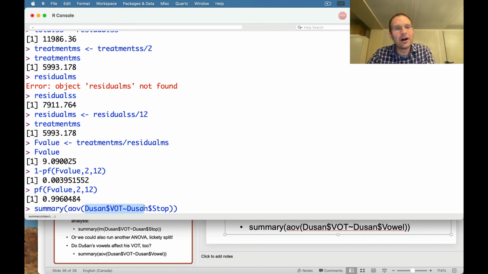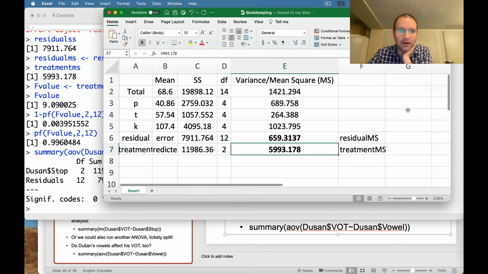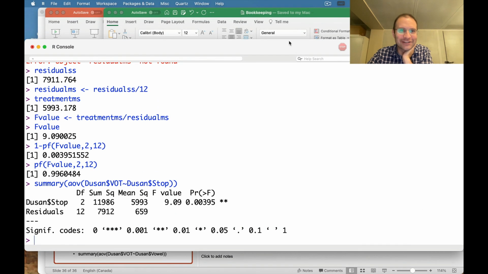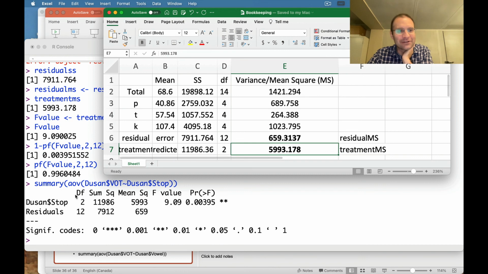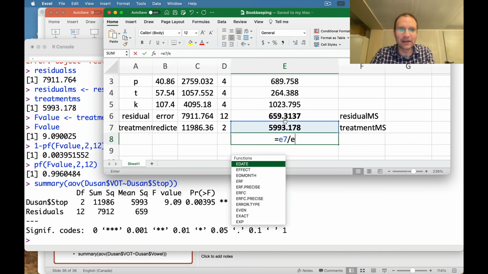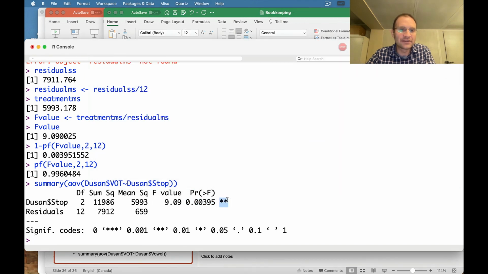So here's our model, our more complicated model number 2. We're saying that stop makes a difference. And if I hit return, what I see are all those numbers that I put here in this Excel spreadsheet. And it's also going to give us the same terms like degrees of freedom, sum of squares, mean squares. It's going to give us this F value, which is this guy, E7 divided by E6. We've seen that before. It also gives us a P value, and these two dots say that this is definitely significant at an alpha criterion of 0.01, and so on and so forth.